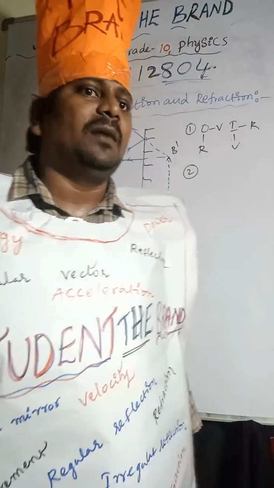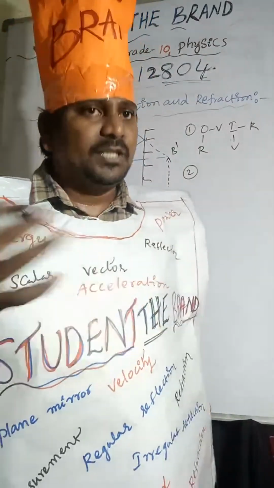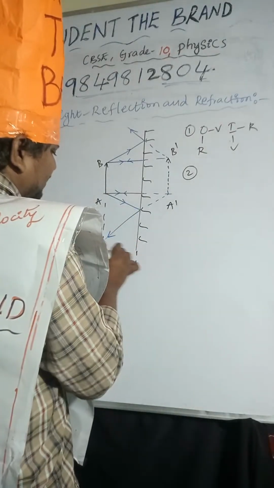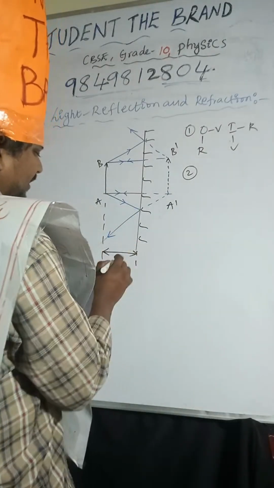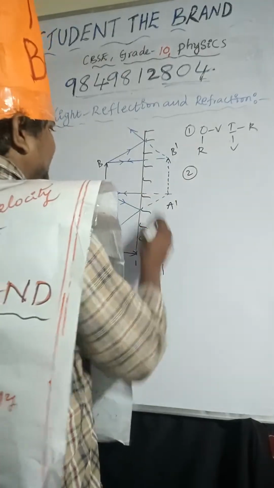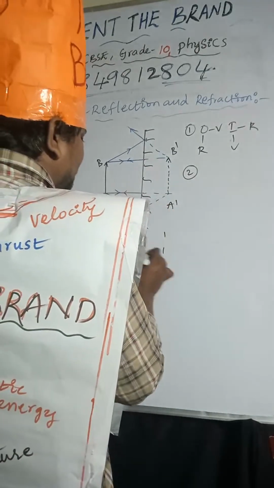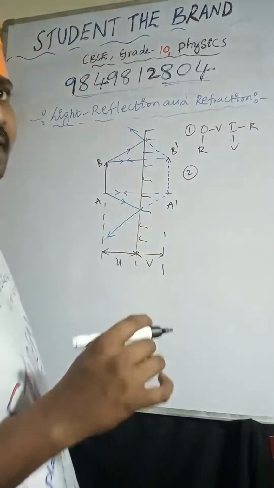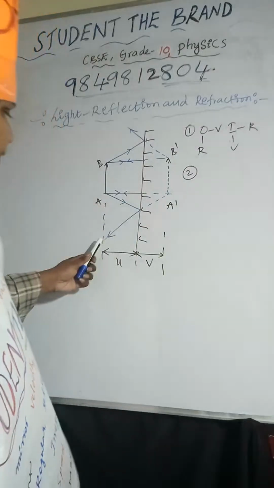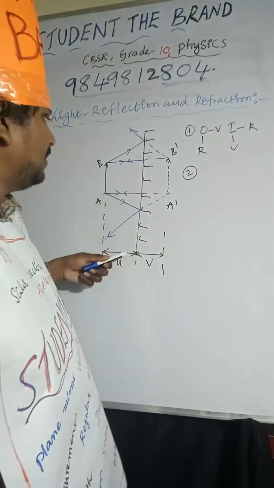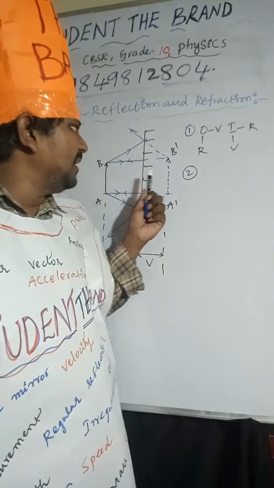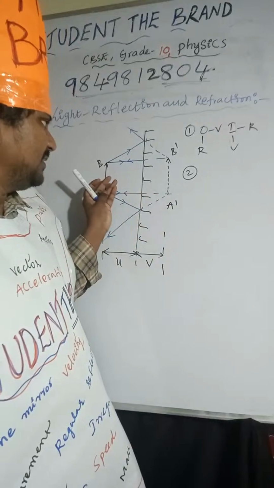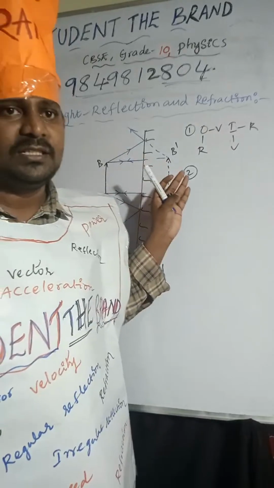The distance between object and mirror is called object distance, and the distance between mirror and image is called image distance. Once again, the distance from object to mirror is object distance. The distance from mirror to image is image distance, because this is a plane mirror. One side is the reflecting surface, the other side is silver coated.